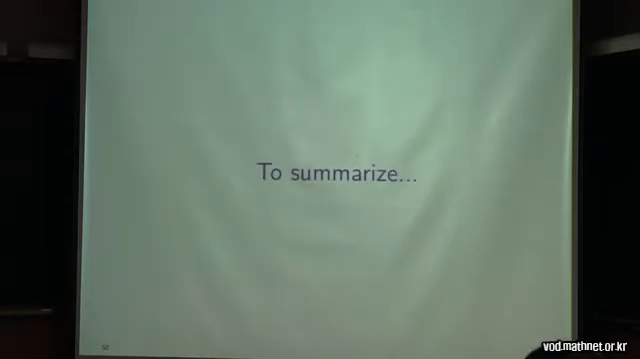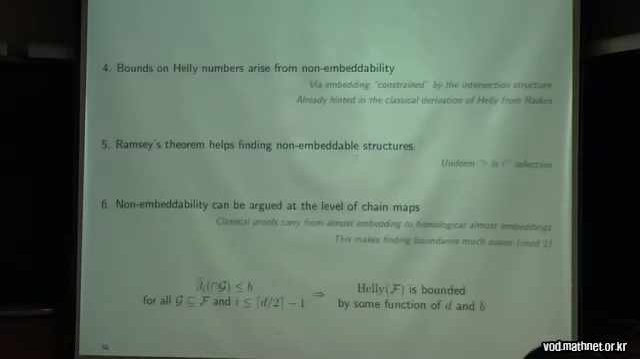Okay, so again, the fact that you get bounds on Helly numbers from non-embeddability is really not new. That's something you can find. So I think the first published proof of Helly's theorem was by Radon, and it used this Radon lemma. Okay, and to find an embeddable structure, you can use Ramsey. Okay, so Ramsey's theorem. If you're trying to find a copy of K5 in your graph, that's probably not the best way to go about it.